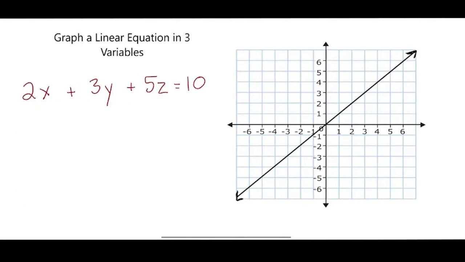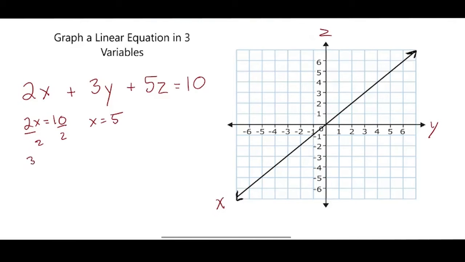So let's say we have 2x plus 3y plus 5z equals 10, and we want to graph this linear equation in 3 variables. Well, remember that this is the x-axis, this is the y-axis, this is the z-axis. All right, and I need to find my x-intercept, my y-intercept, and my z-intercept. Well, my x-intercept will be 2x equals 10. Divide both sides by 2. X equals 5.